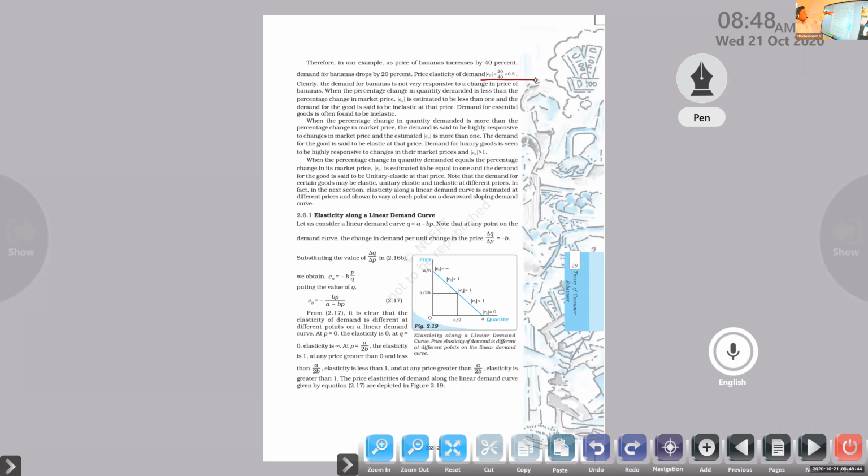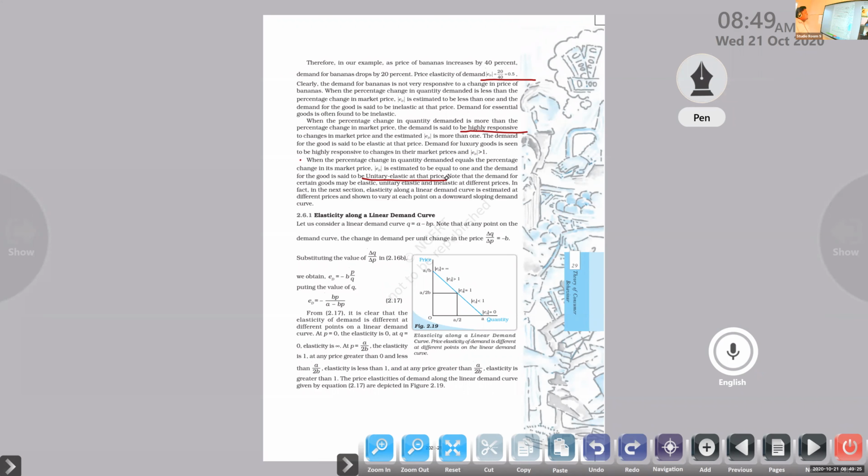When the percentage change in the quantity demanded is more than the percentage change in the market price, the demand is said to be highly responsive. So if you find a big distance between the price and the demand for that good, you can say that the product is highly responsive to the price of the commodity. Clear or not? Okay, now coming to the paragraph here. When the percentage change in the quantity demanded is equal to the percentage change in the market price, elasticity is estimated to be equal to 1, and the demand for the good is said to be unitary elastic at the price. Clear?